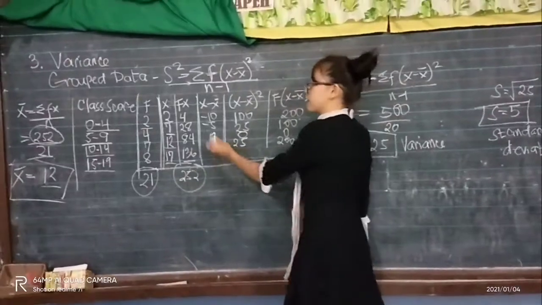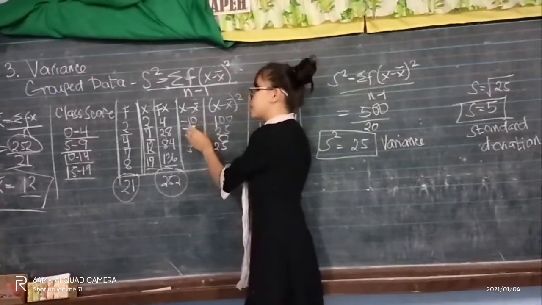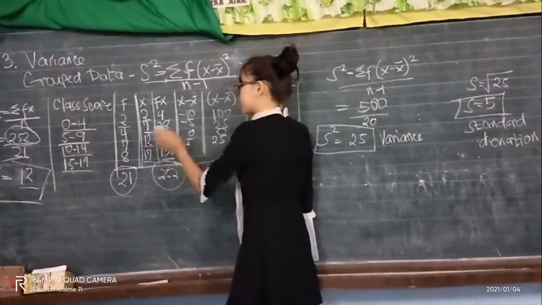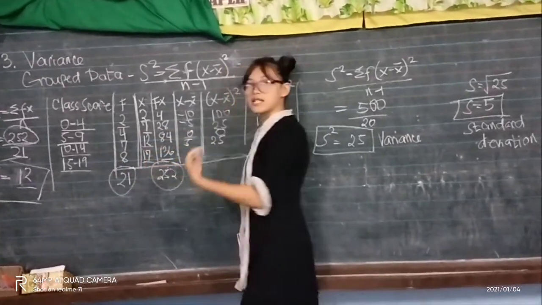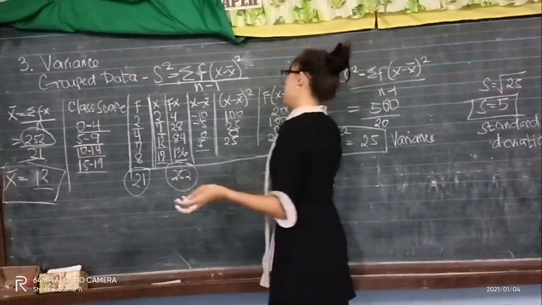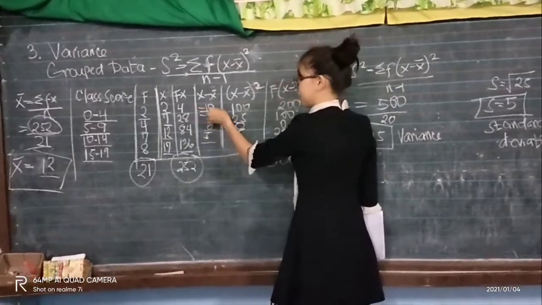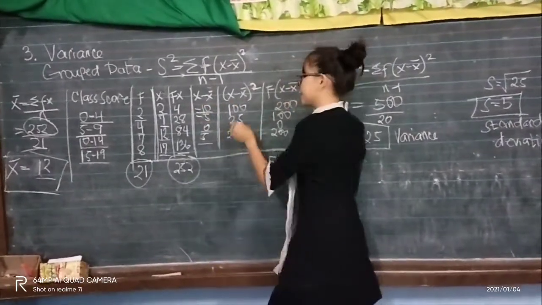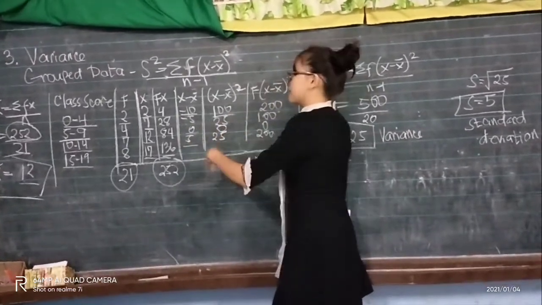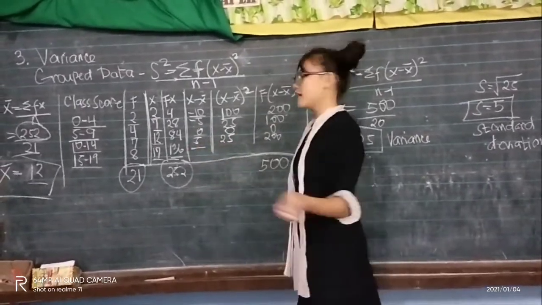Let's proceed to x minus mean. 2 minus 12 is negative 10. 7 minus 12 is negative 5. 12 minus 12 is 0. And 17 minus 12 is 5. To avoid negative terms, we're going to square these. Negative 10 times itself is 100. Negative 5 times itself is 25. 0 times itself is 0, of course. And 5 times 5 is 25.